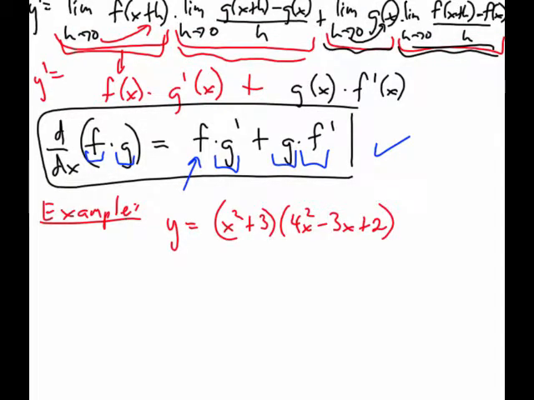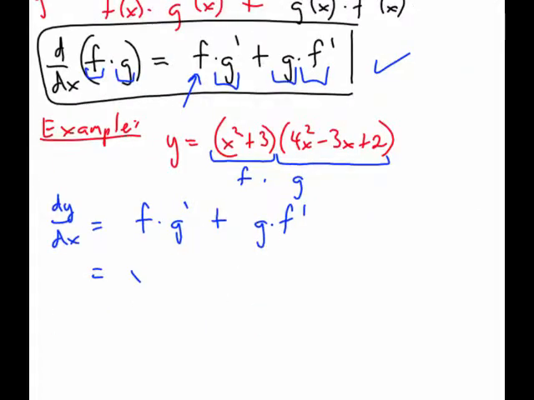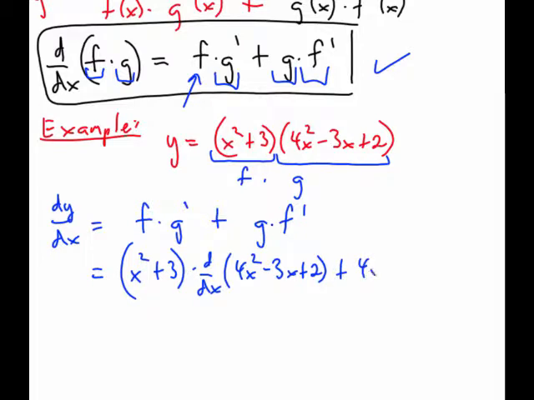Alright, so here's a simple example of how I could use the product rule. I have a function here made up of two functions multiplied together, f and g. So if I want to do the derivative of the overall function with respect to x, it's going to be the first function times the derivative of the second plus the second function times the derivative of the first. Or x squared plus 3 times the derivative of 4x squared minus 3x plus 2, plus the second function times the derivative of x squared plus 3.